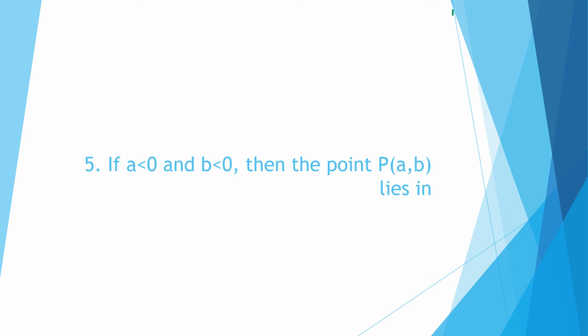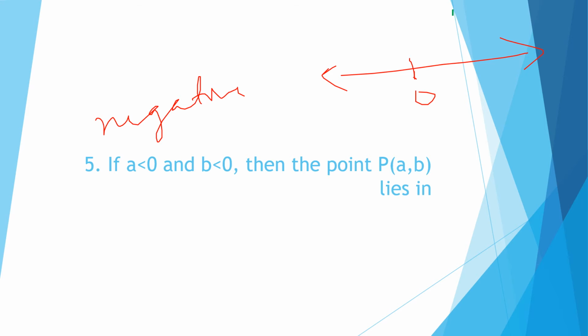if A is less than 0 and B is less than 0, then the point P lies in. So, less than 0 means negative. In a number line, if this is your 0, any number which is less than 0 is in the negative part, and any number which is greater than 0 is positive. So, if A is negative and B is negative, where will this point lie?